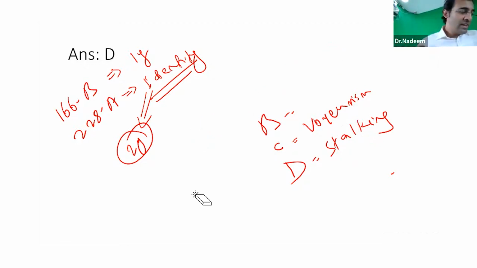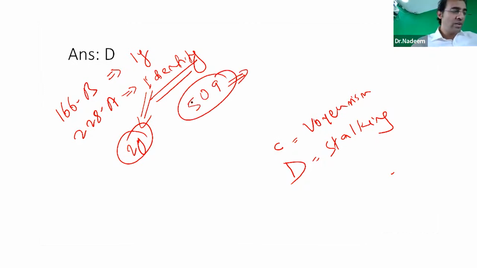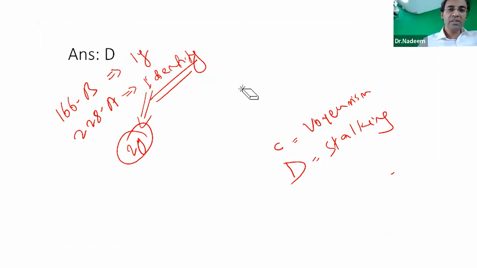Now, which one was this? IPC number 509. Any word or gesture which is intended to insult the modesty of a woman is considered a punishable offense.